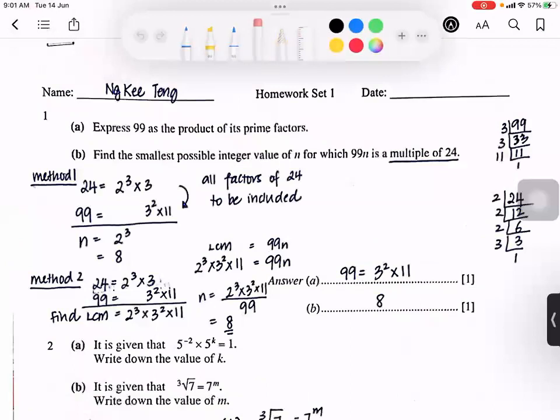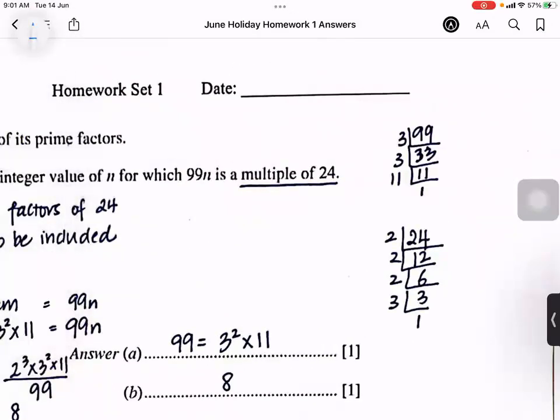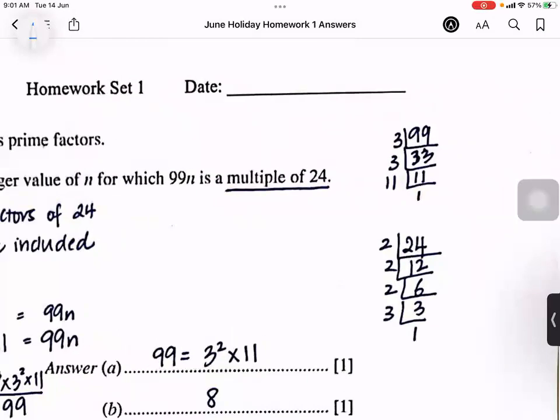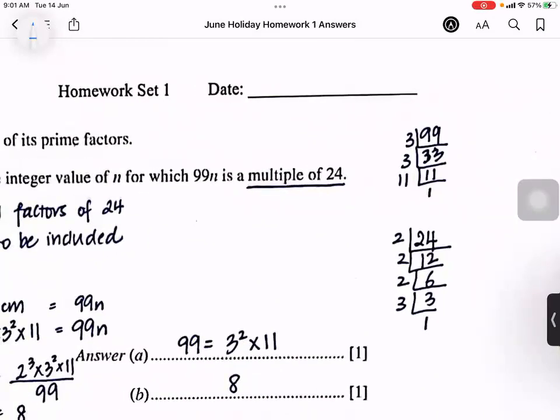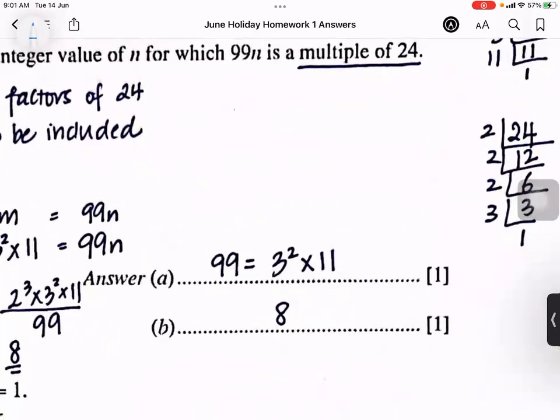Okay, so for the first one, express the number 99 as a product of its prime factor. So you notice we just need to do prime factorization over here. Divide by the smallest prime factor from 3 onwards until we get just the number 1. So this is written as 3 square times 11, not 3 times 3 times 11, but 3 square times 11.